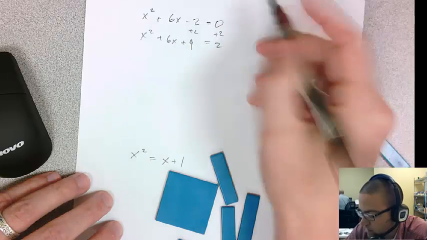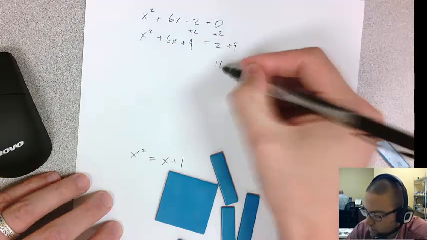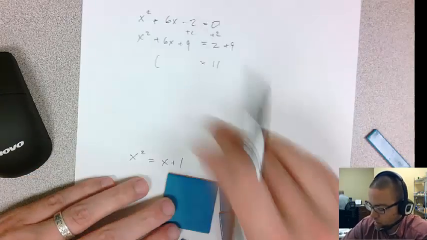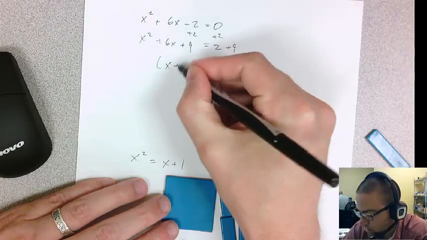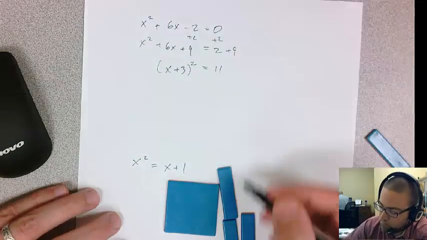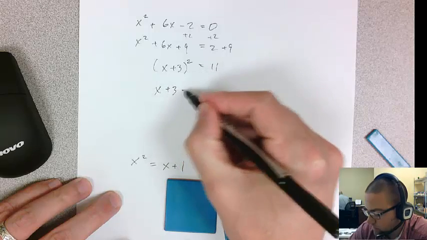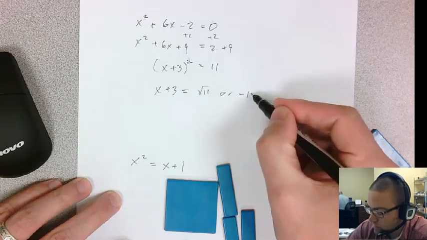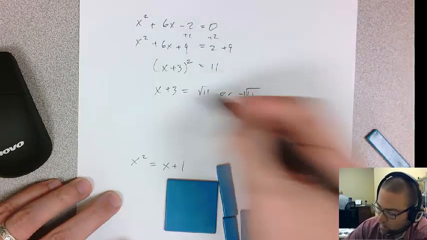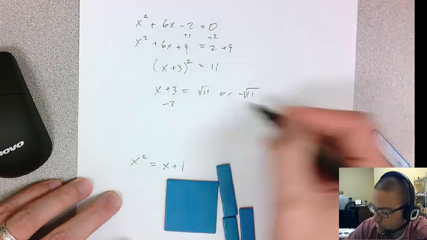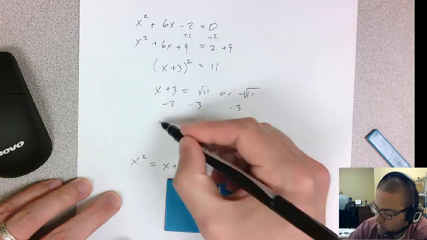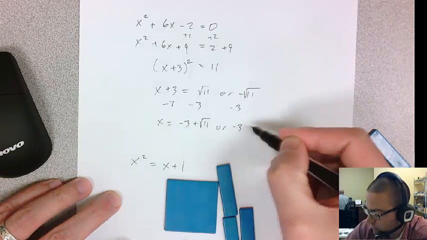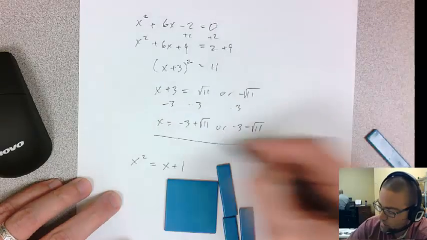So if I add 9 to this side, I have to add 9 to that side. So I get this 11 over here. And this is equivalent to what I just squared, right? I squared the 3. So this is x plus 3 quantity squared. And then I square root both sides. X plus 3 equals the square root of 11 or the negative square root of 11. And then I subtract 3 from both sides, for all my solutions. So I get x is -3 plus the square root of 11 or -3 minus the square root of 11. So those are my two solutions.